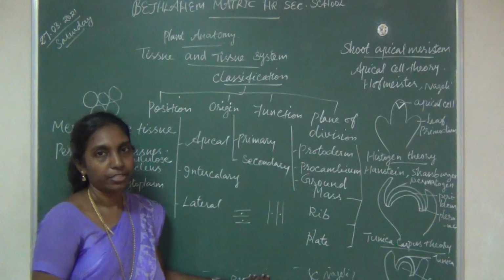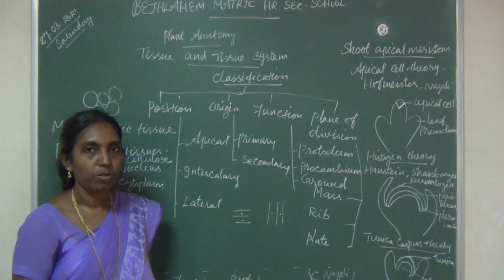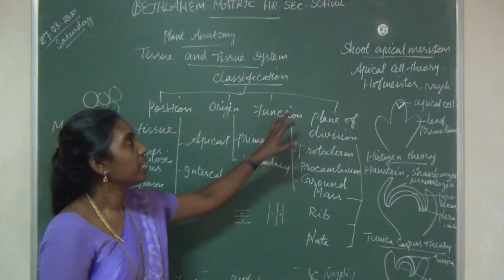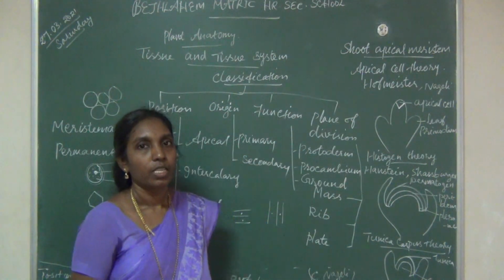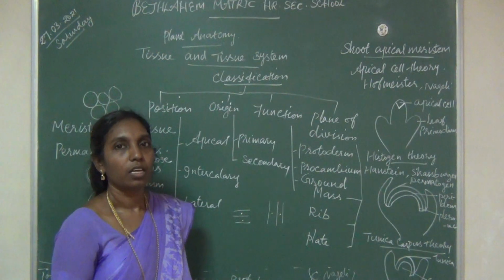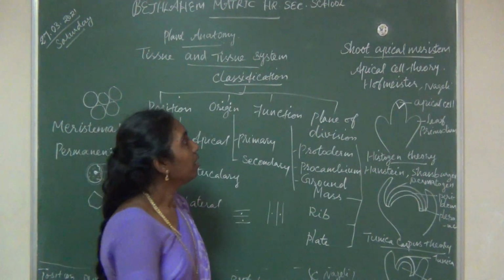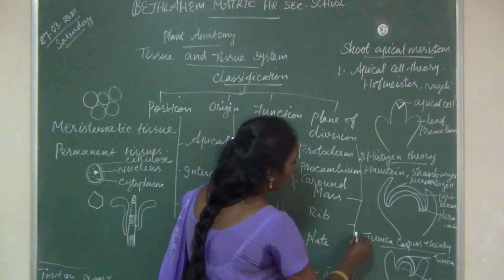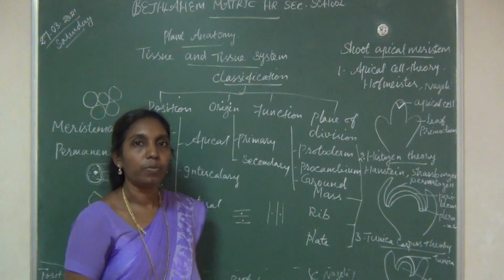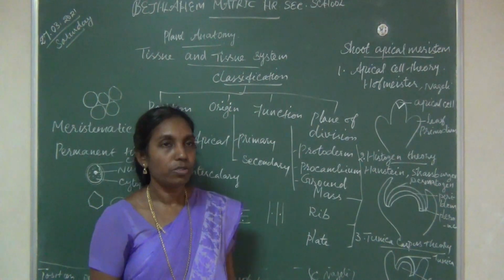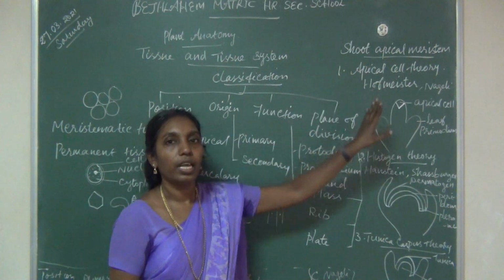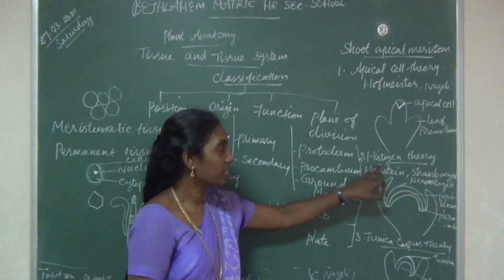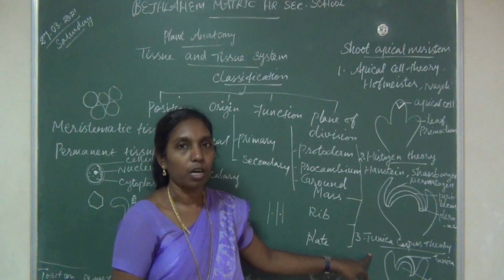Types of meristematic tissue. Then there are certain theories proposed based on this meristematic cell. There is the shoot apical meristem theory. Under shoot apical meristem, three different theories are proposed. Number 1, apical cell theory. Number 2, histogen theory. And number 3, tunica corpus theory.